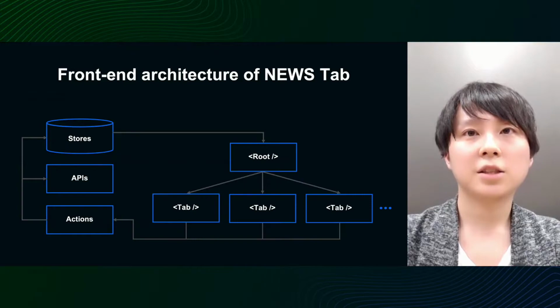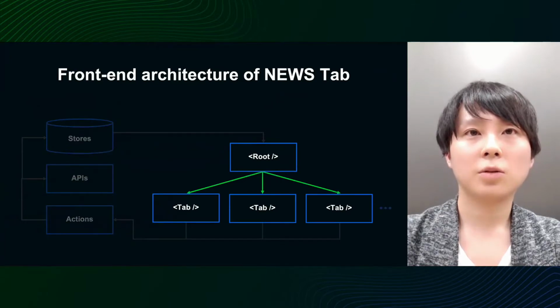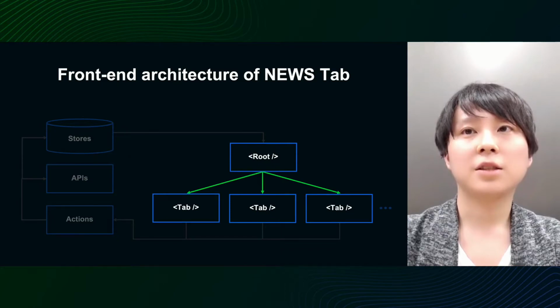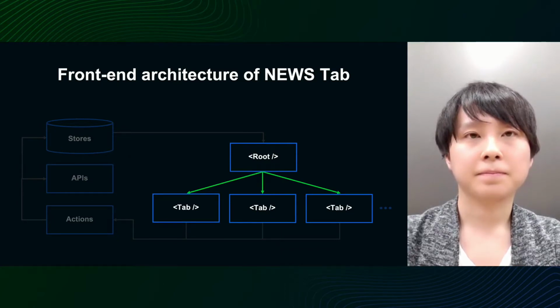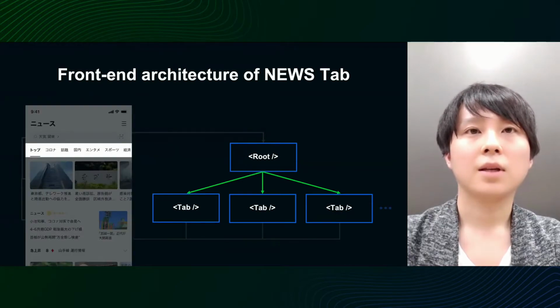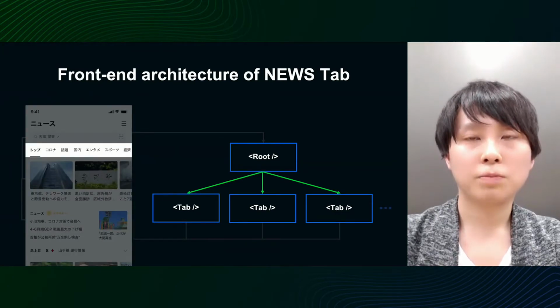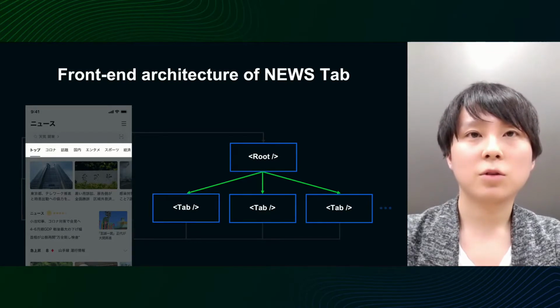The following diagram shows a part of the architecture of Line News. The blue elements on the right of the diagram are React components that make up the News tab and their relationship diagram. In News tab, multiple tabs such as Top and Domestic are placed side by side with corresponding tab components.